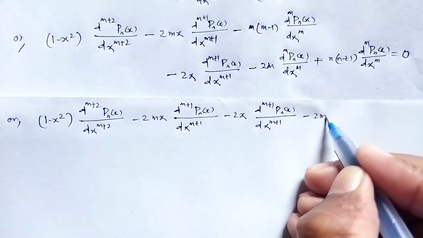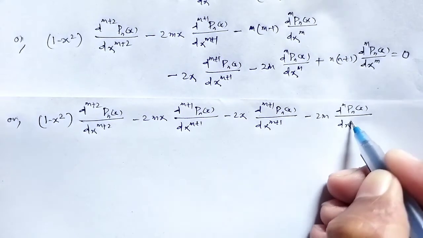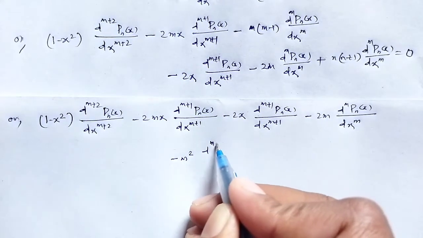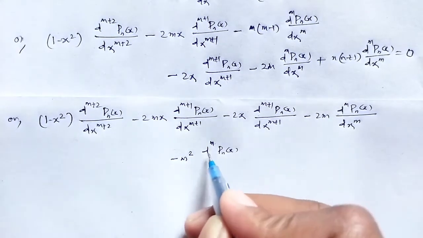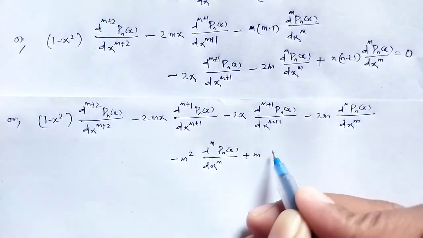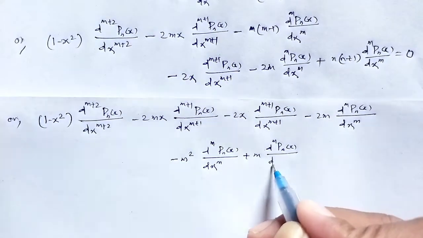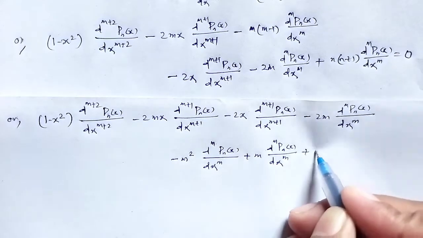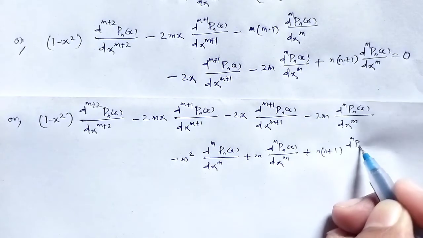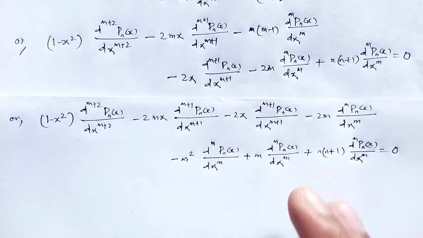− 2m d^m Pn(x)/dx^m − m² d^m Pn(x)/dx^m + m d^m Pn(x)/dx^m + n(n + 1) d^m Pn(x)/dx^m is equal to 0.